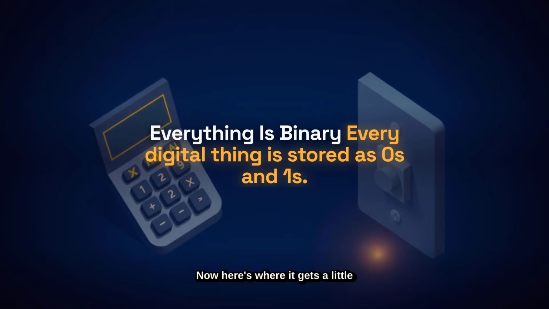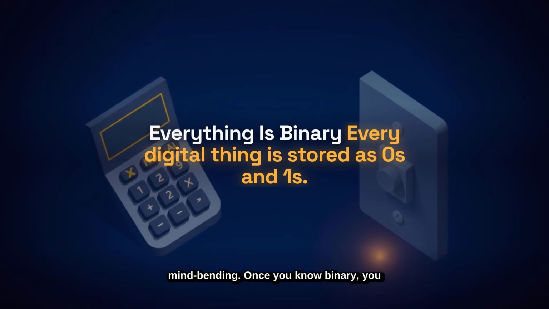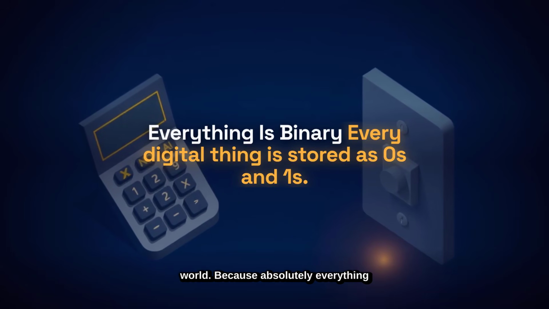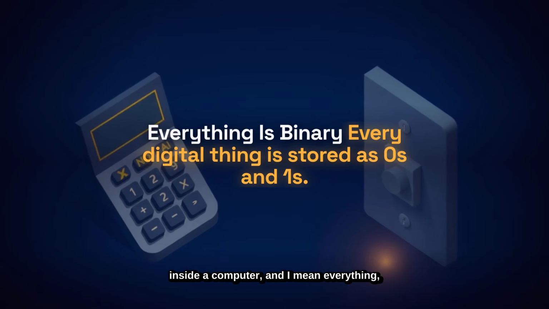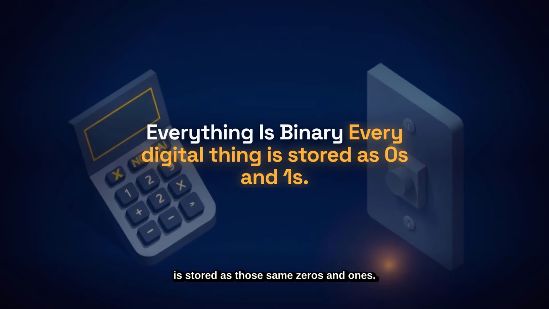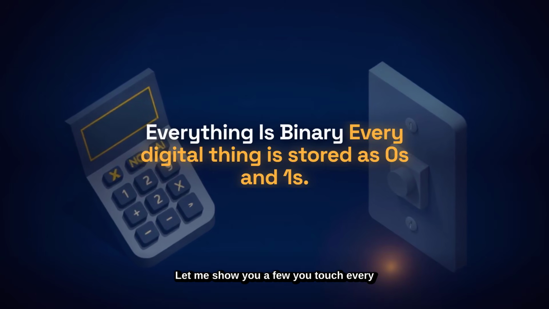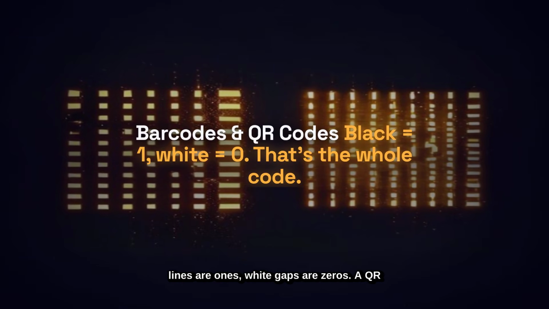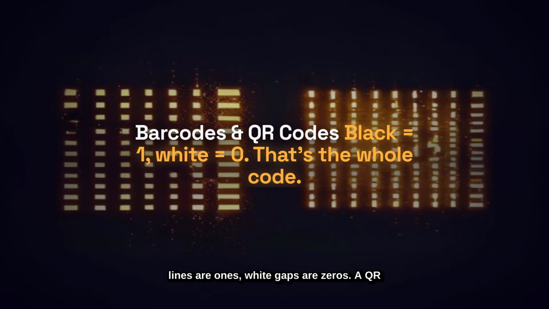Now here's where it gets a little mind-bending. Once you know binary, you start seeing it hiding everywhere in your world. Because absolutely everything inside a computer, and I mean everything, is stored as those same zeros and ones. Let me show you a few you touch every single day. That barcode on your cereal box. Black lines are ones, white gaps are zeros.